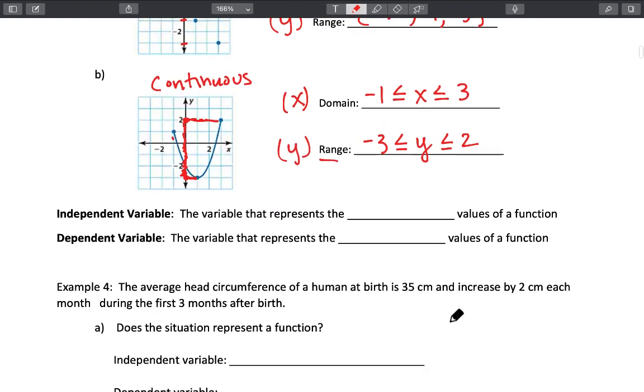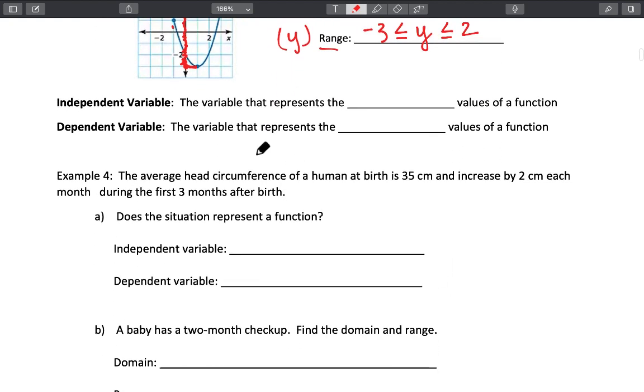All right, our final definitions for today are independent variable, and this is the variable that represents your inputs. It's just another way to state your x values. Your dependent variable is the variable that represents your output. And we say that the dependent variable depends on what your input is. In other words, y depends on x.